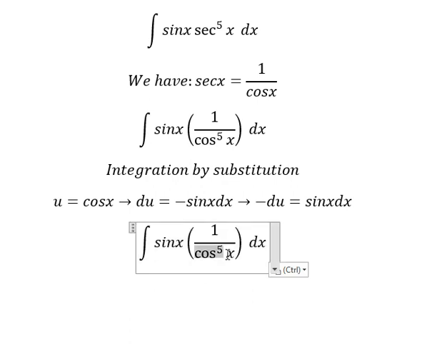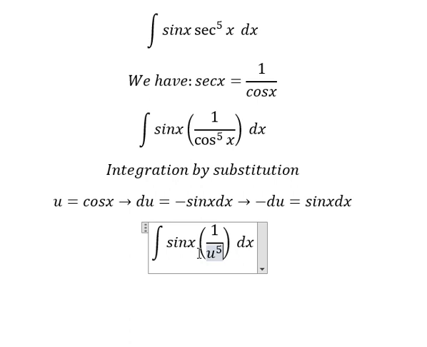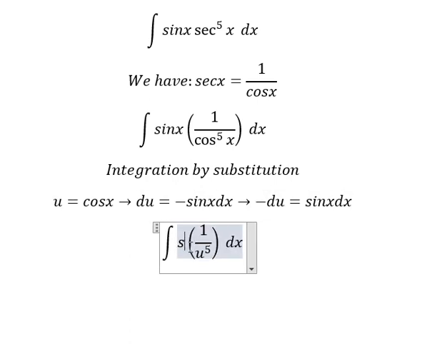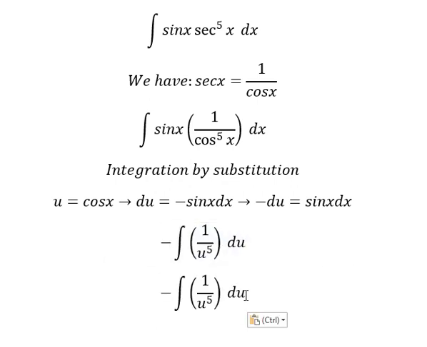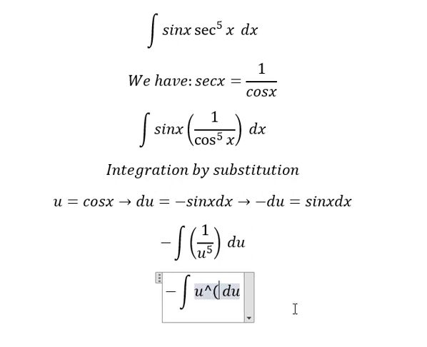So this one we change for u, and we have u to the power of 5 sine s ds. We change for negative du. So this one we can write as u to the power of negative 5.